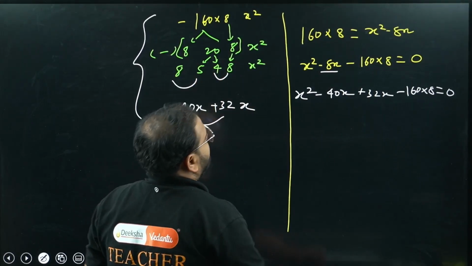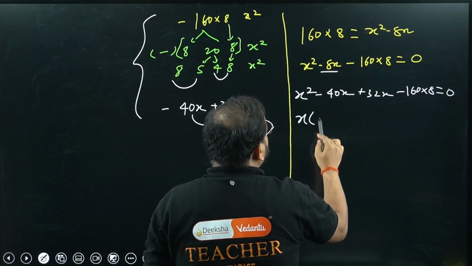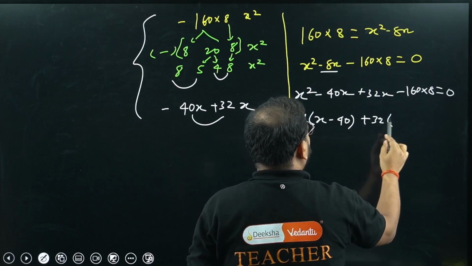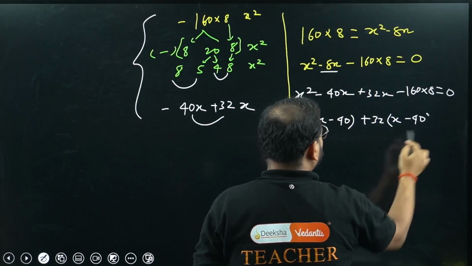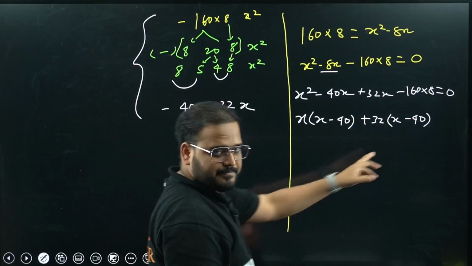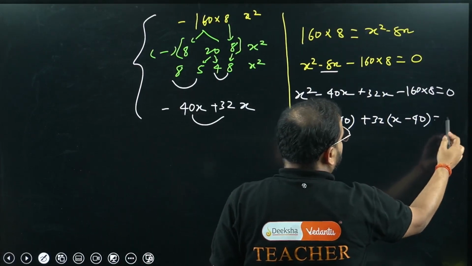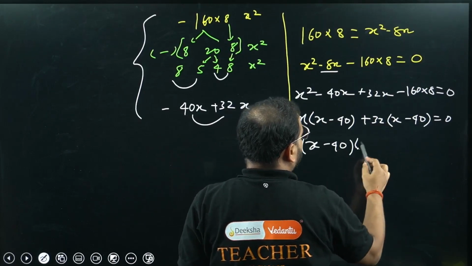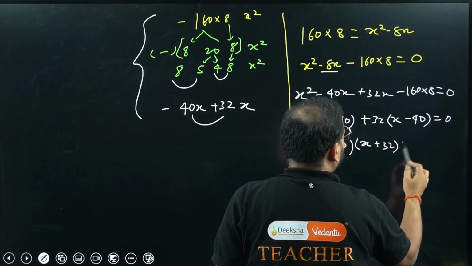Common is what? x is common. So x minus 40, plus 32, what is common here? x minus 40 again. How come, sir? Because if you multiply 32 and 40, you're going to get the same number. That's why. Equals 0. What is common now? x minus 40, x plus 32 equals 0.